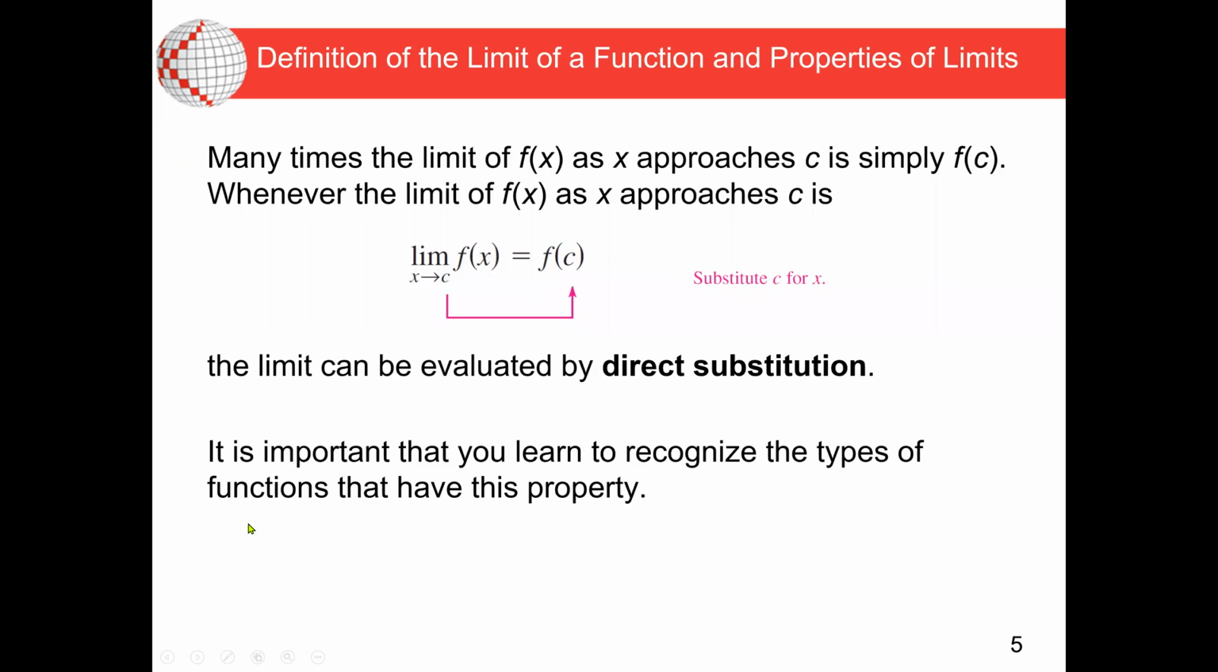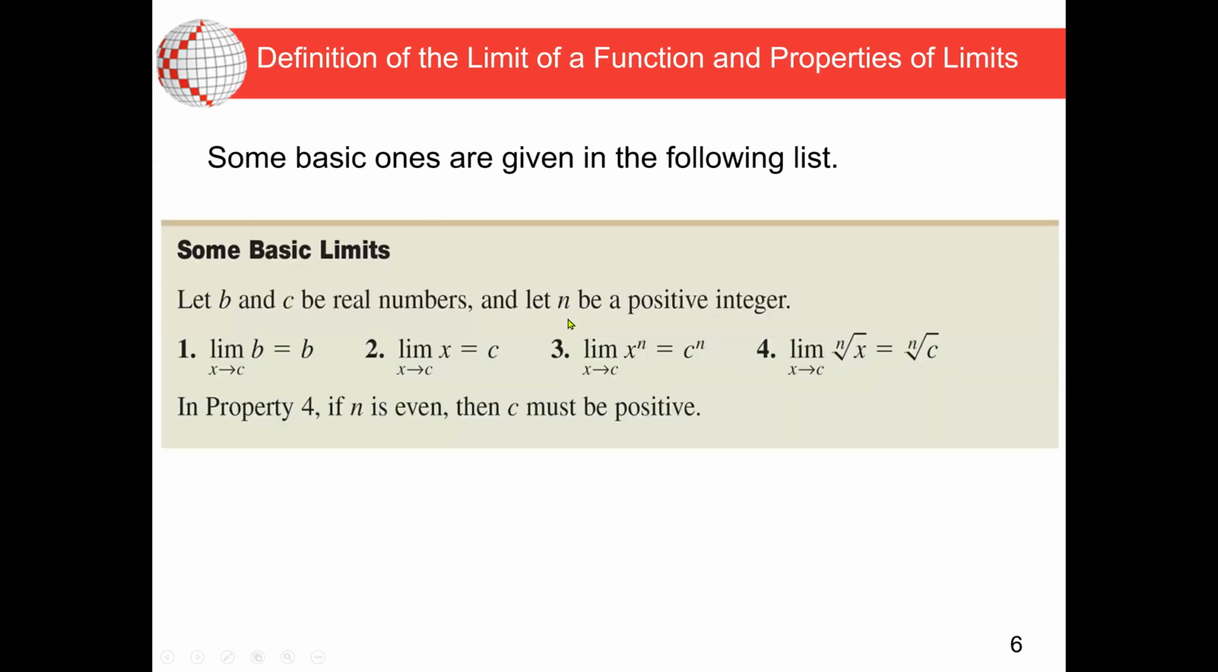So many times the limit of f(x) as x approaches c is simply f(c). Whenever the limit of f(x) as x approaches c is given as the following: limit of f(x) as x approaches c always equal to f(c). Also, the limit can be evaluated by direct substitution if this condition exists. So it's very important that we learn to recognize the type of function that have this property. So some basic ones are given in the following list.